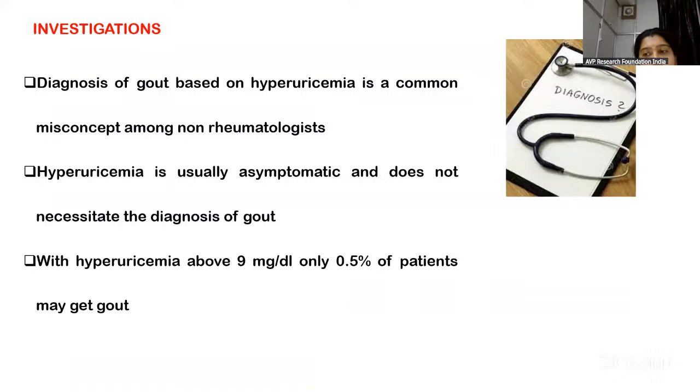Now, what are the investigations that we have to do in a condition called gout? As we have seen, your uric acid should be evaluated first. Diagnosis of gout based on hyperuricemia is a common misconception among non-rheumatologists. Hyperuricemia is usually asymptomatic and does not necessitate the diagnosis of gout. This is very important: with hyperuricemia above 9 milligram per deciliter, only 0.5% of patients may get gout. So hyperuricemia, though an investigative parameter, does not clearly state that you have gout.